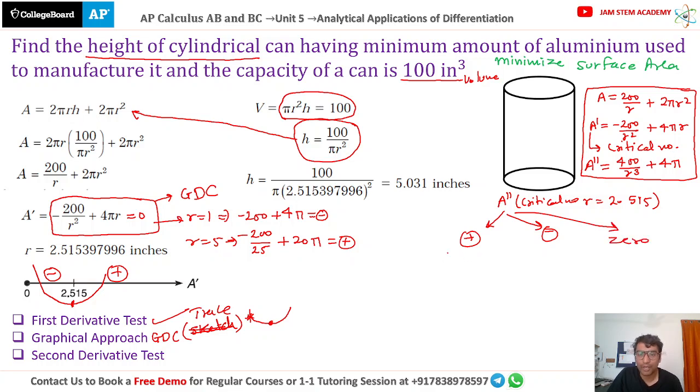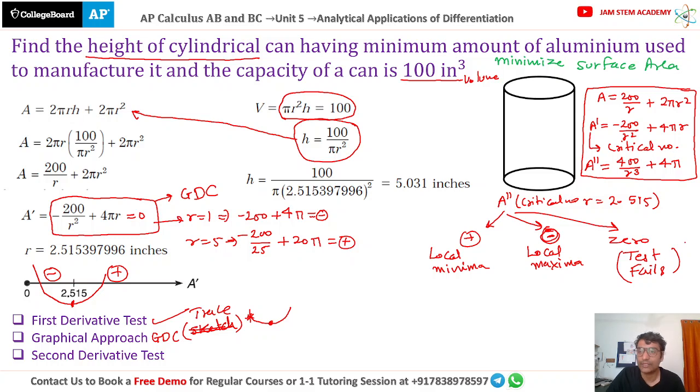If it is positive, then that point is the point of local minima. If the double derivative comes out as negative, then that critical number is the point of local maxima. And if the double derivative becomes 0, then this double derivative test fails, and we can go for either higher order derivative tests or back to the first derivative test.